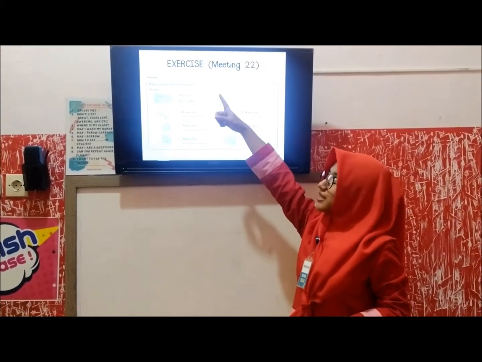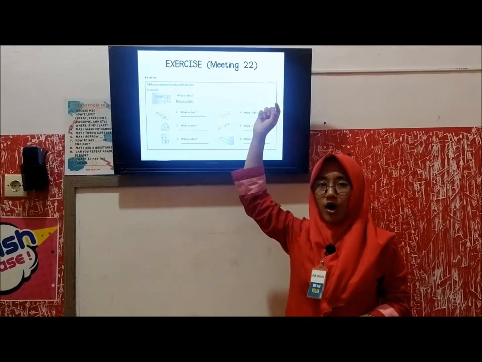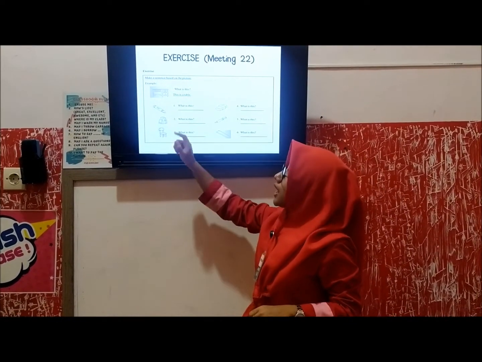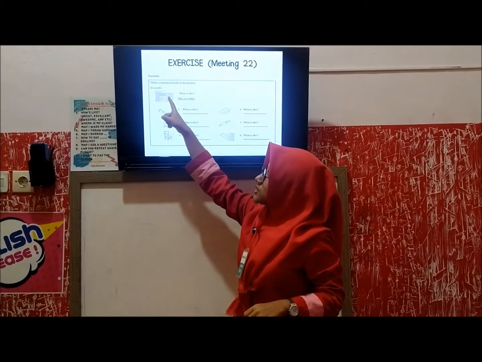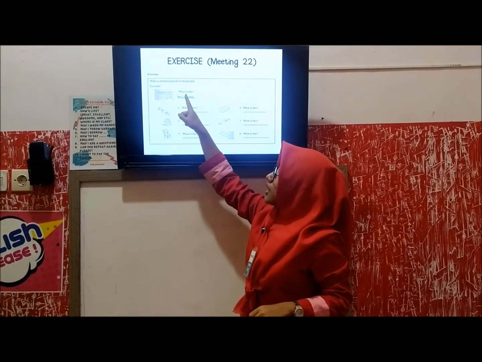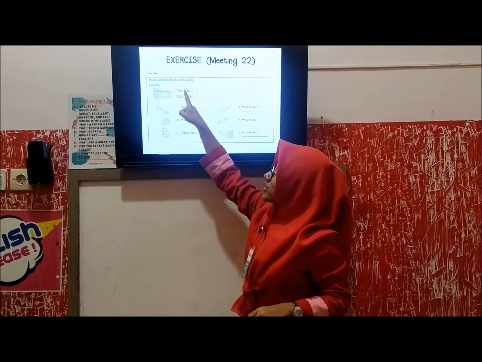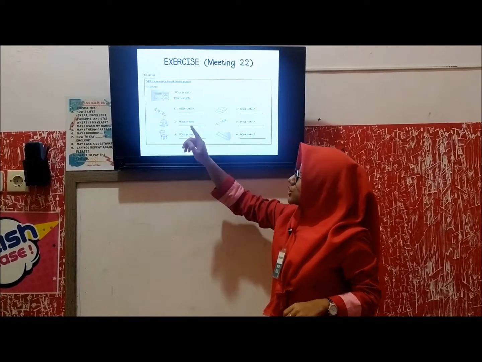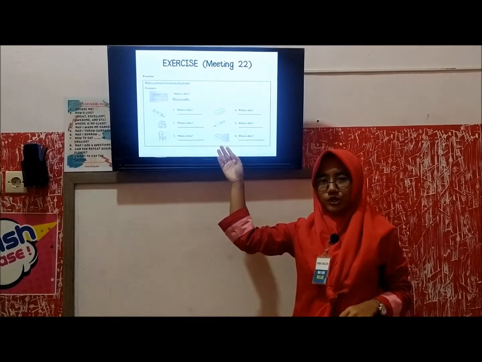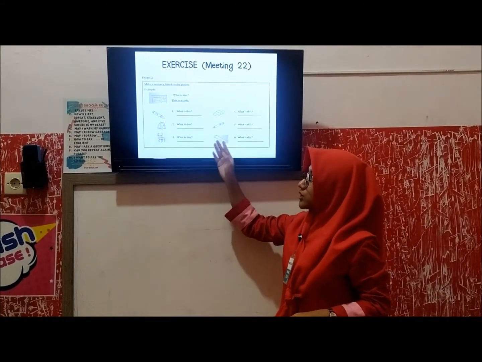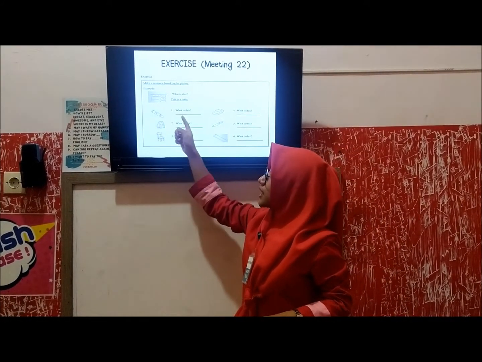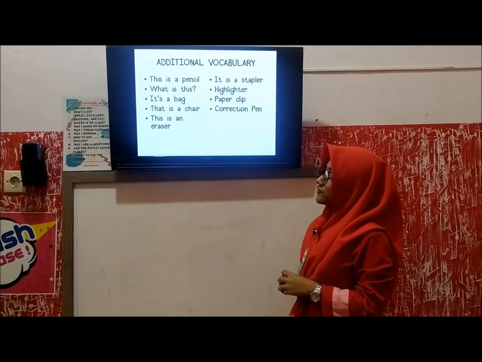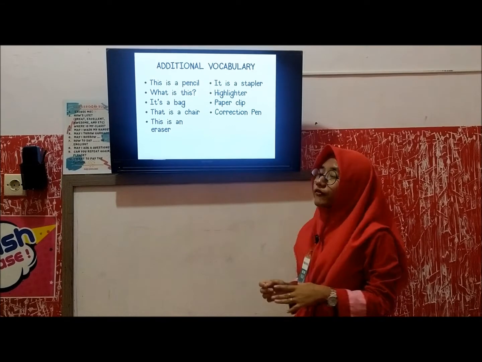Okay, and after that, we have the exercise. You can find the exercise for meeting 22 on your worksheet. What you have to do is very simple. There is the example, there is the picture, and this is the question. What is this? This is a table. So there will be 6 numbers on your worksheet, and you have to write down the name of the object in this line.